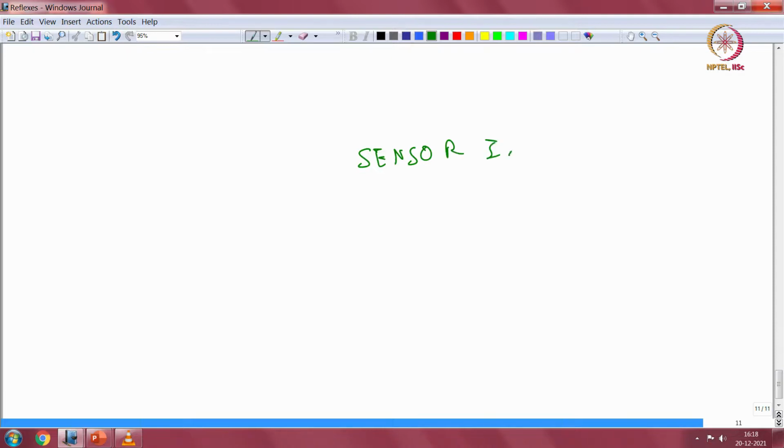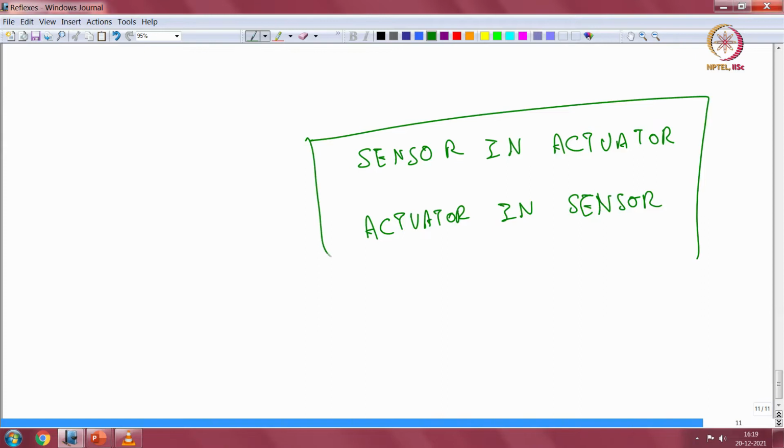Sensor in actuator, actuator in sensor. So, this is something for you to think about, something which is very beautiful, and it is a very fundamental notion of the control systems within the brain and spinal cord. So, with this I think I will stop my discussions over here, and we will continue in the next class.